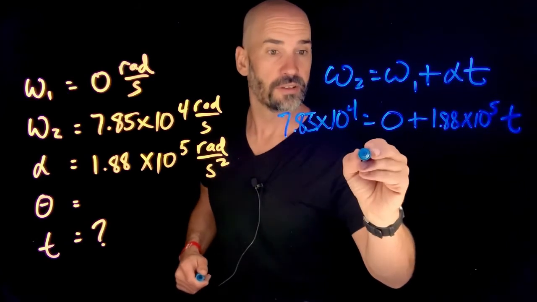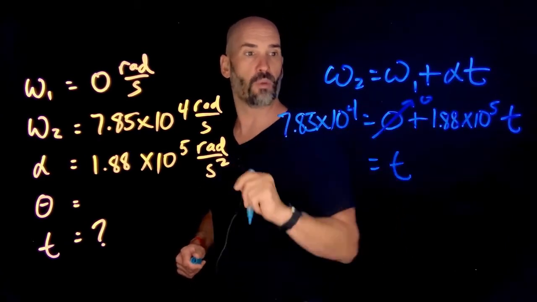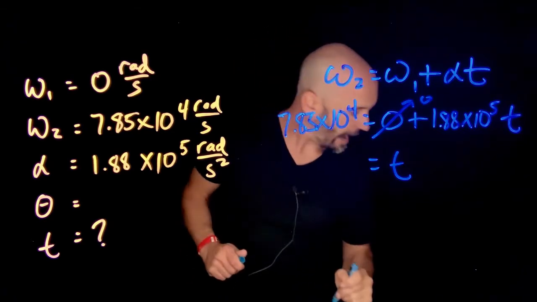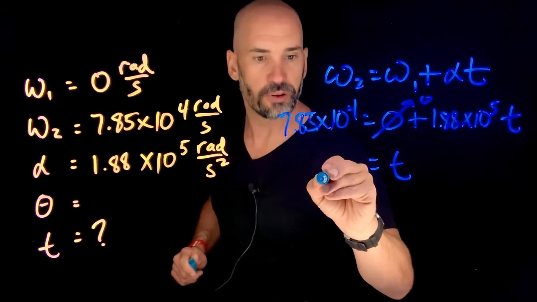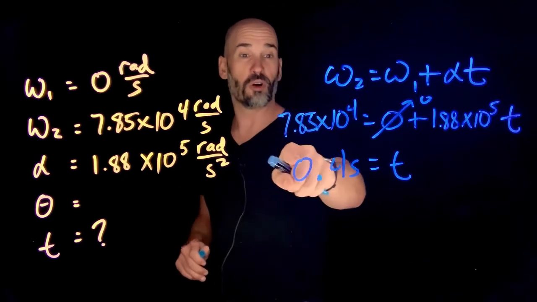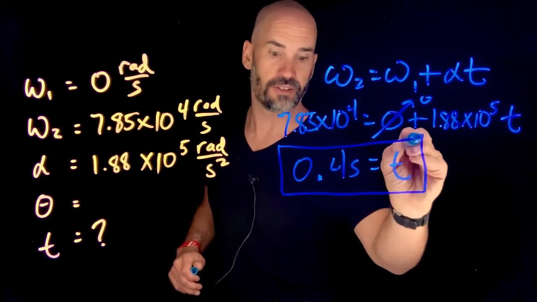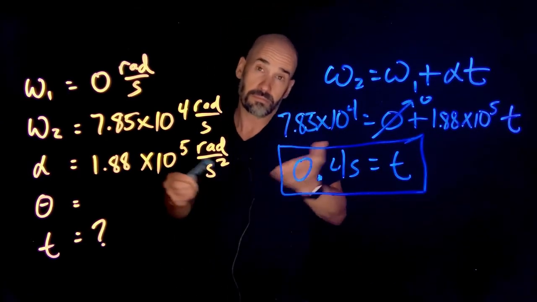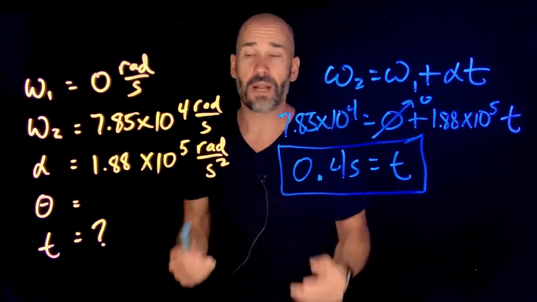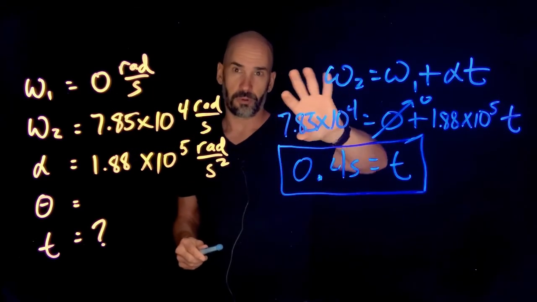And if I just do my algebra, that goes away, divide by 1.88 times 10 to the 5, I get a time of 0.4 seconds. So this thing is all fired up and ready to go in less than half a second. That is a dentist drill. All right, pretty basic, right? It's just a kinematics problem. I'm only using different variables, the variables of the rotational world.